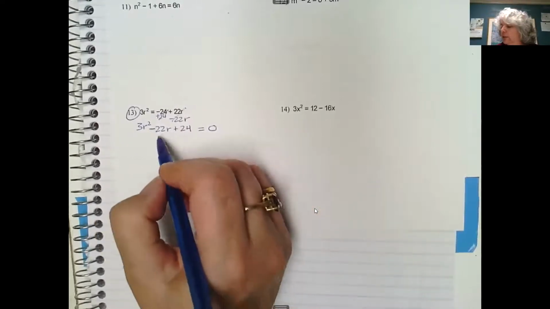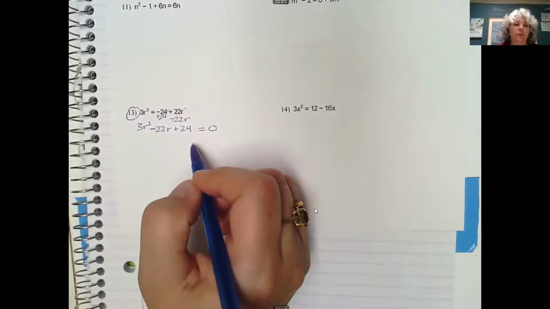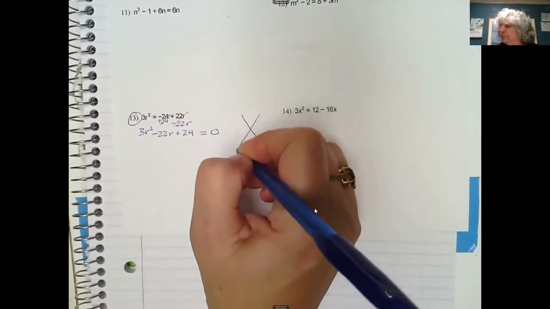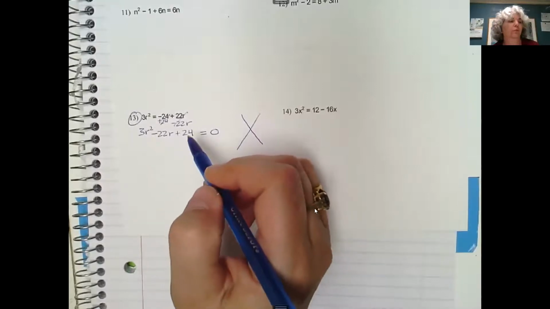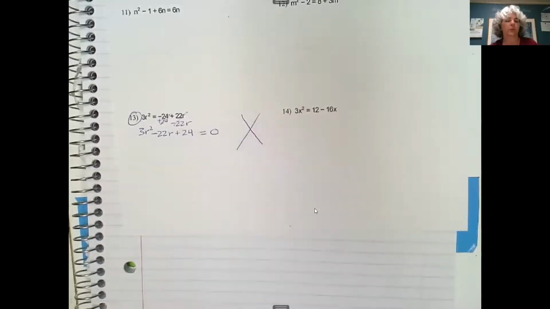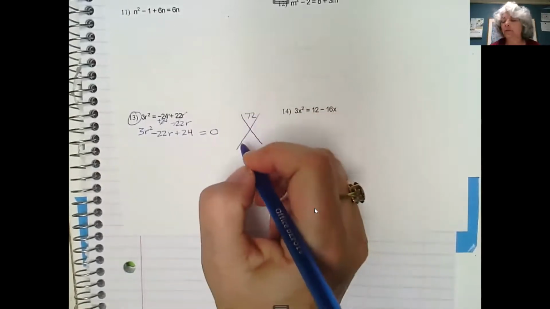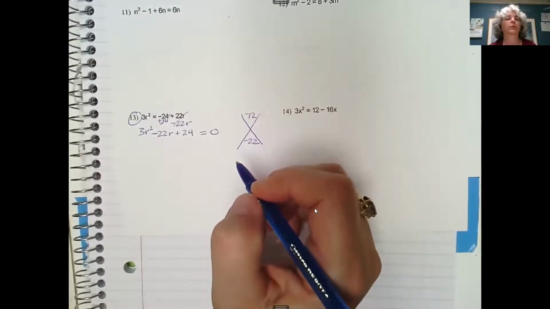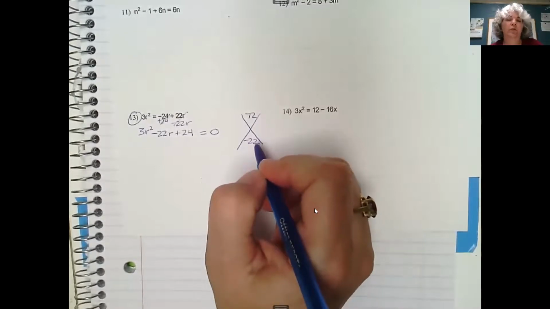So looking at it, is there a common factor here? There's not. So this is one of those problems where you have to use the x method to factor it. So over here on the side, I'm going to set up my x. I'm going to multiply 3 times 24. Let me get my calculator out. 3 times 24 is 72. And I have -22 is what I want to figure out. So what two numbers multiply to give me 72, but add to give me a -22?